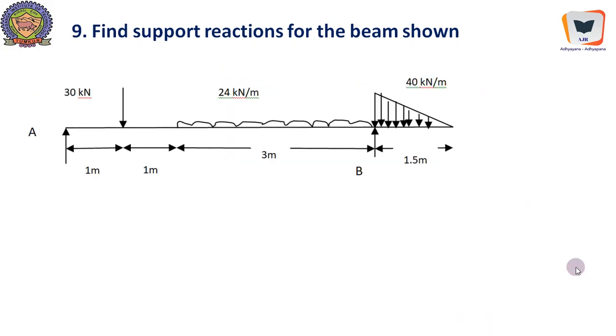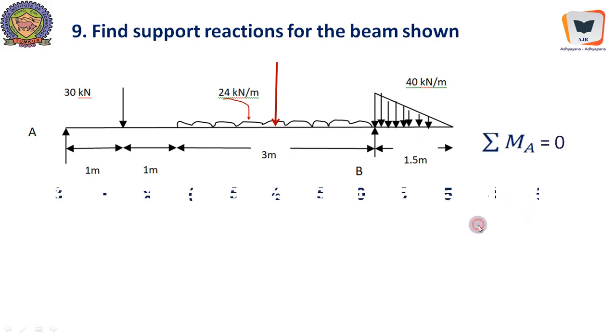Now we will move to next problem. It is cumulatively numbered, of course. Here there is a presence of triangularly varying load over the overhanging portion, and this is the equivalent concentrated load, 24 into 3, acting exactly at 1.5 meter from this end or 1.5 meter from that end.